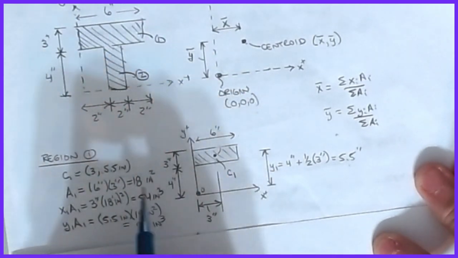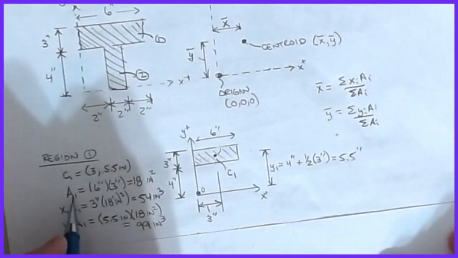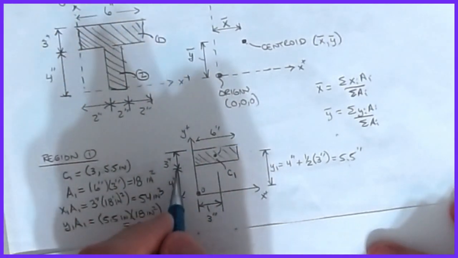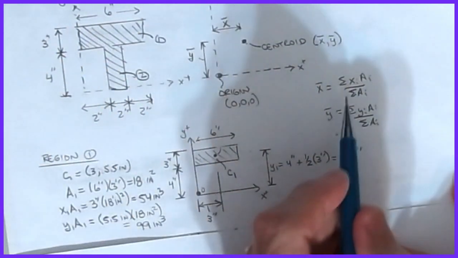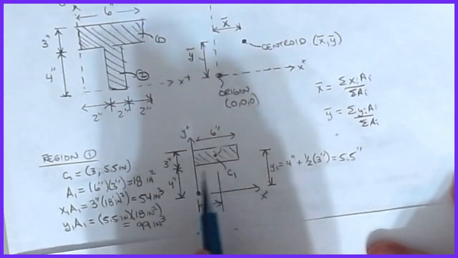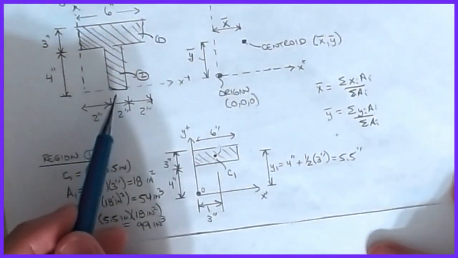So I need that particular parameter. I also need the area associated with region 1, and that one's pretty easy. That's just 3 times 6, or 18 square inches. And then if I look at my formulas over here, I'm going to be taking the summation of the x-coordinate times the area for all of the regions located inside of this object.